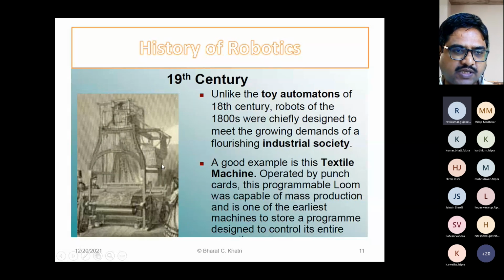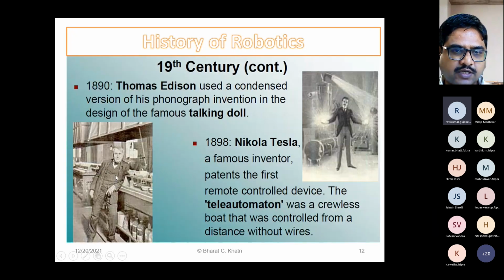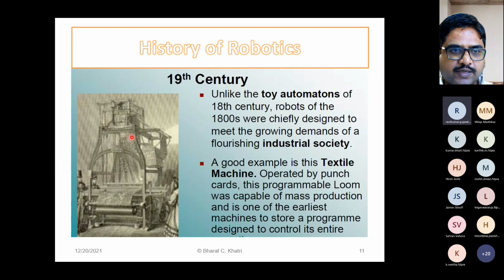So here the textile machinery is shown. This is a textile machine. It was designed in the early 19th century to do the work automatically by using punch cards.